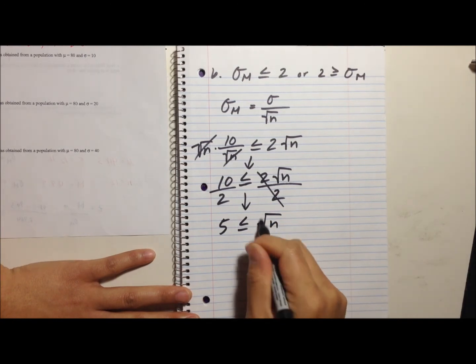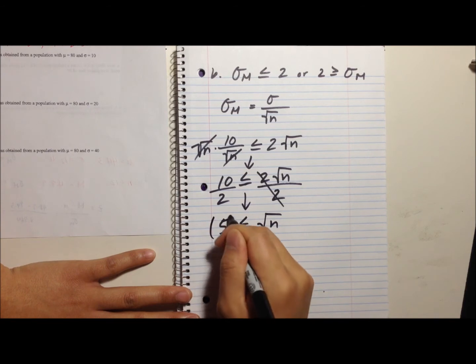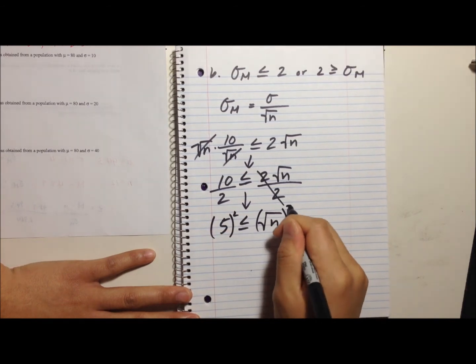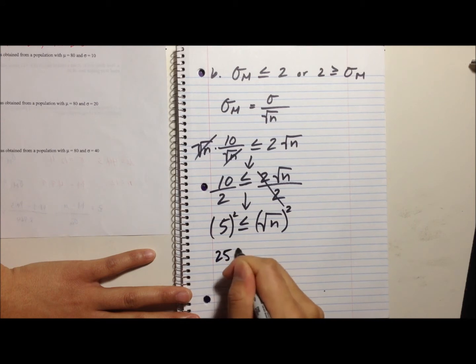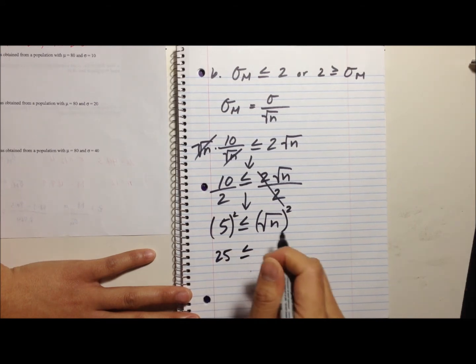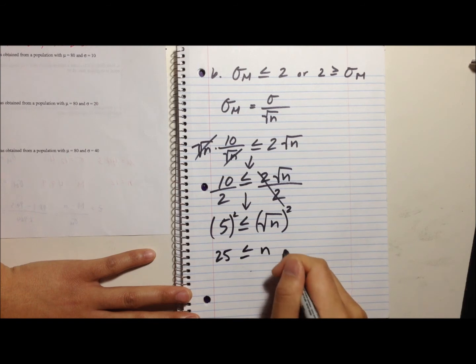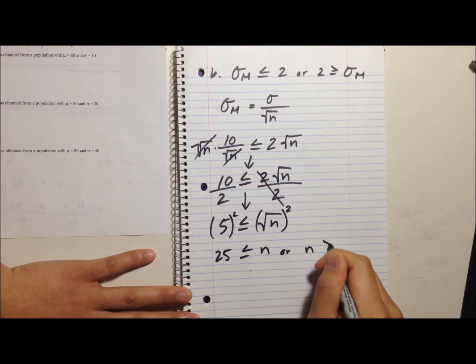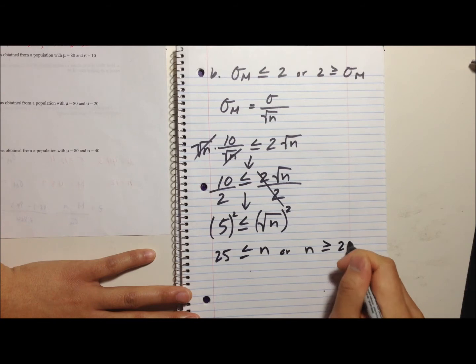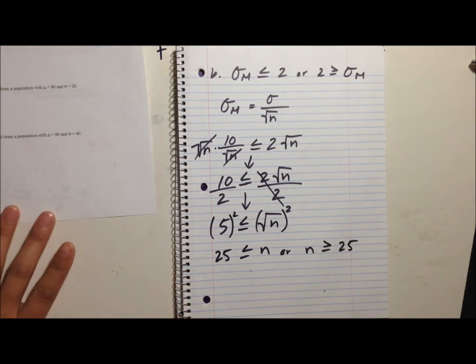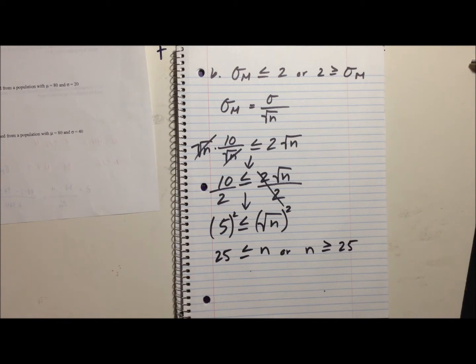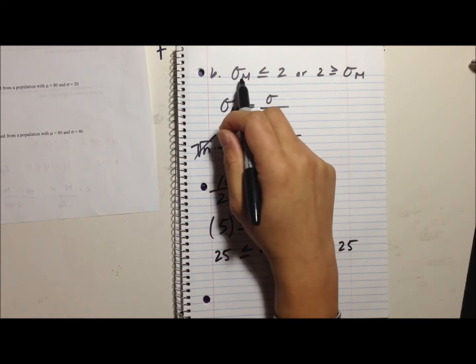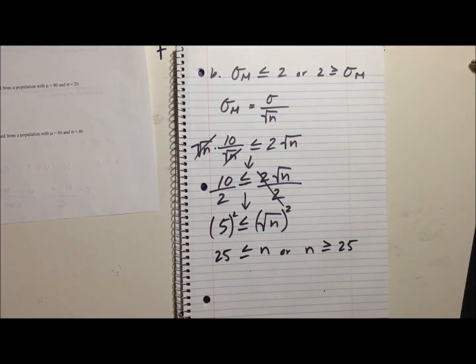But now this n is attached to the square root. So opposite of square root is square. And 25 less than or equal to, I'm keeping everything the same, n. Or, rewrite this: n is greater than or equal to 25. Okay? So what does that mean? That means I have to have a sample size bigger than or equal to 25 in order to have a standard error that is less than 2.